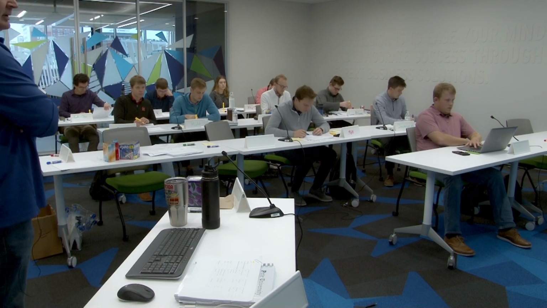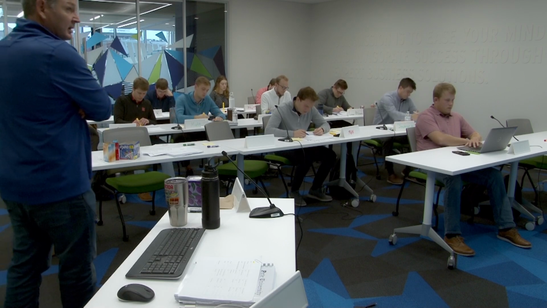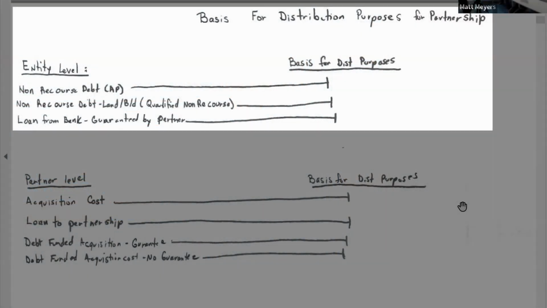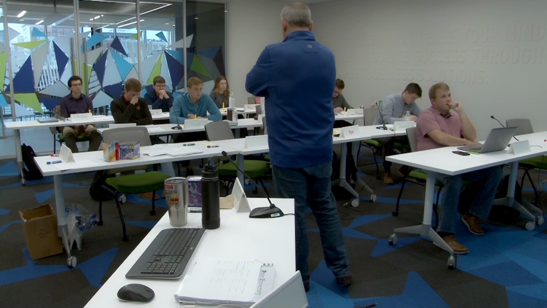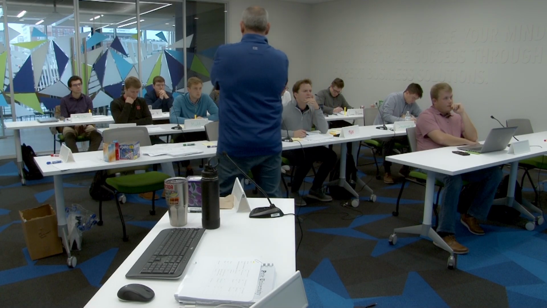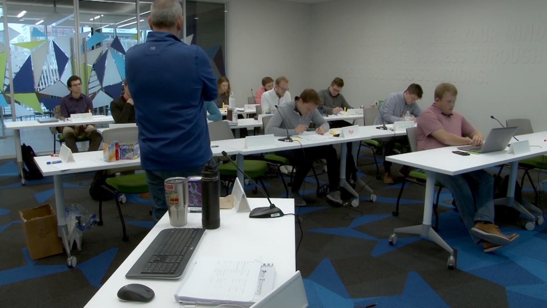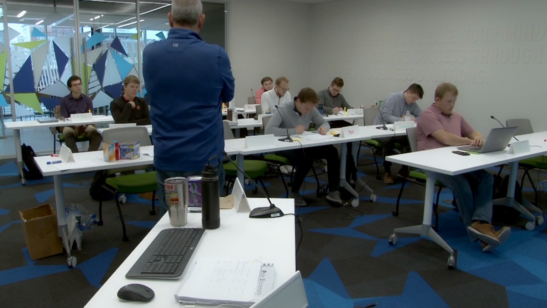Basis for loss purposes for an S corp. Is there anything at the entity level, non-recourse debt on land and building, qualified non-recourse, loan from a bank guaranteed by a shareholder? Is there anything in there that helps with loss purposes? Nothing. So the punchline is the debt on the balance sheet, with the exception of a loan from a shareholder, does you no good for loss purposes for an S corp.